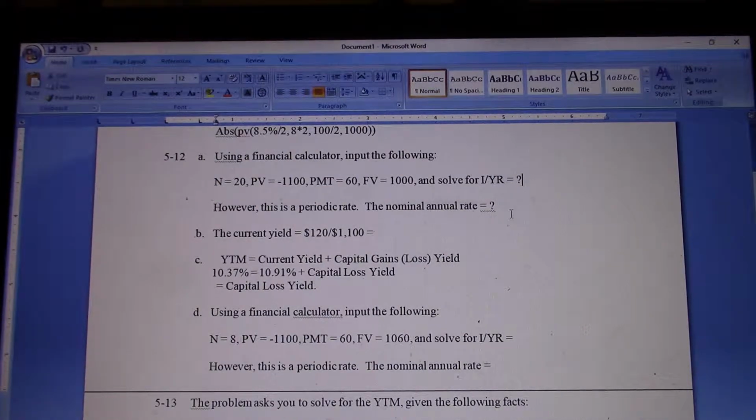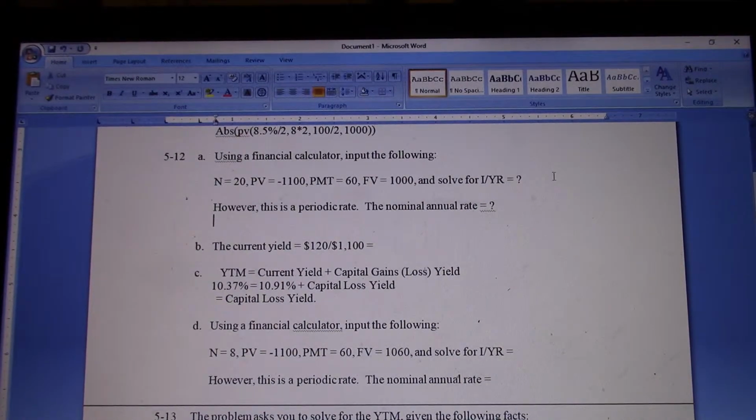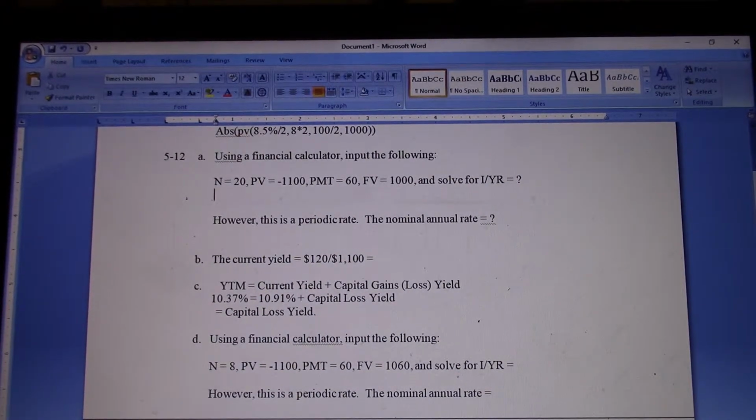So if we use Excel, if you use these inputs, what you get is half the year's interest rate. So when you get this, you should multiply by 2 to get the nominal interest rate. Nominal interest rate is just the APR, it's just annual, it's just the yield to maturity in the whole year.